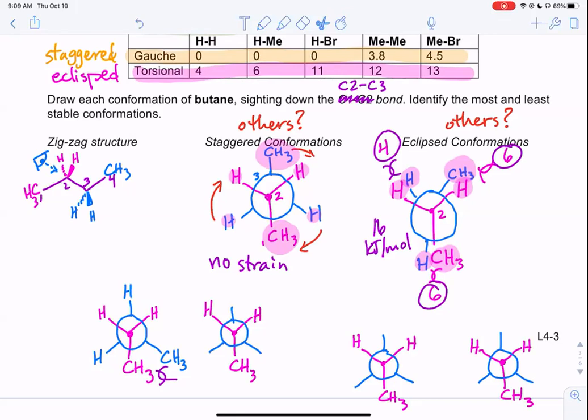So in this conformation, we actually do have some steric hindrance between the 2 methyl groups. That is going to be our staggered or gauche interaction, and this is going to have an energy of 3.8 kilojoules per mole.